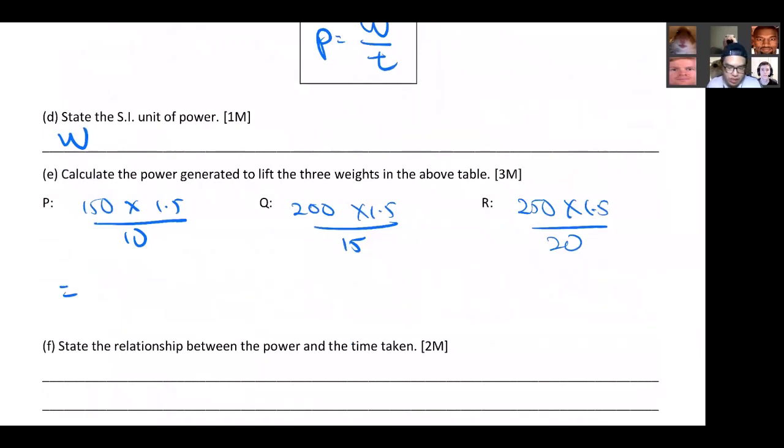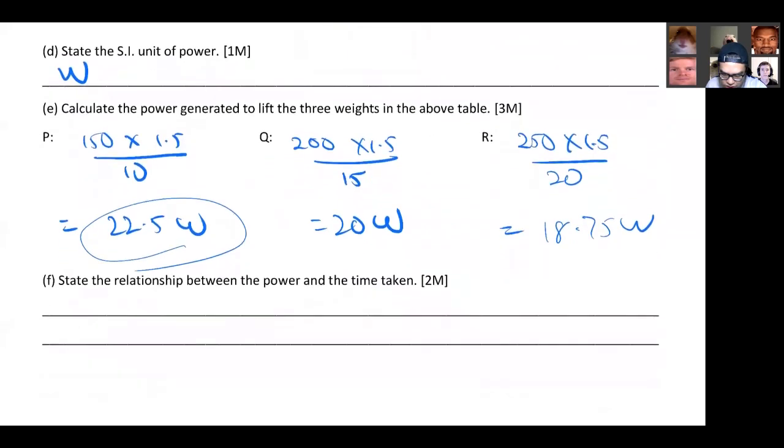So what's the answer? Let's calculate 150 times 1.5 divided by 10. You get 22.5 watt. 200 times 1.5 divided by 15. You get 20 watt. 250 times 1.5 divided by 20, you get 18.75 watt. So who has the most power? The most power is this one.